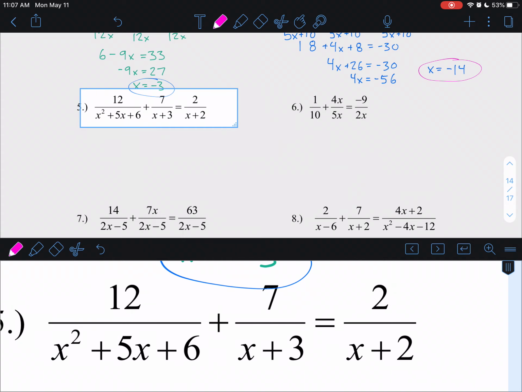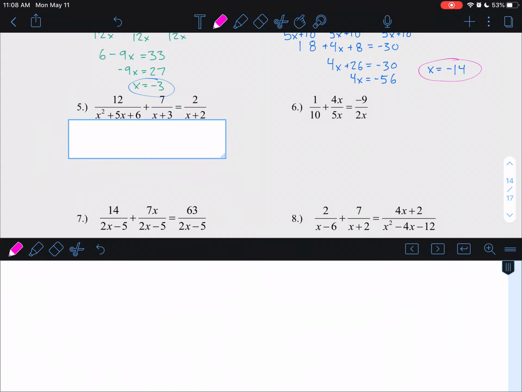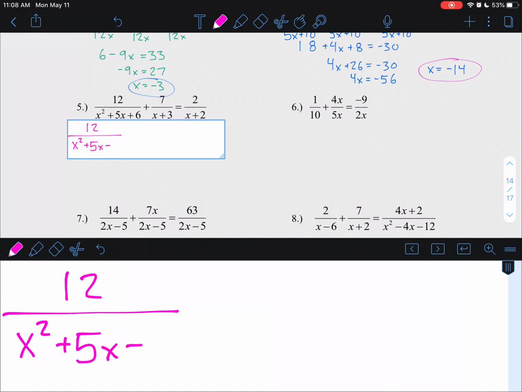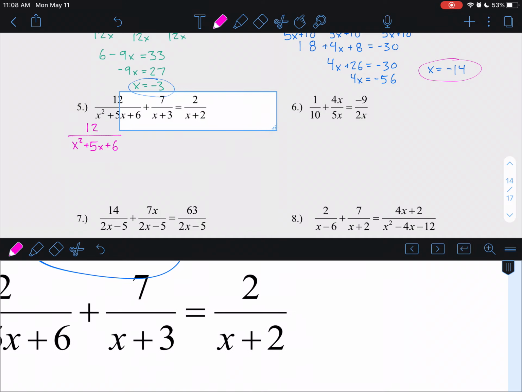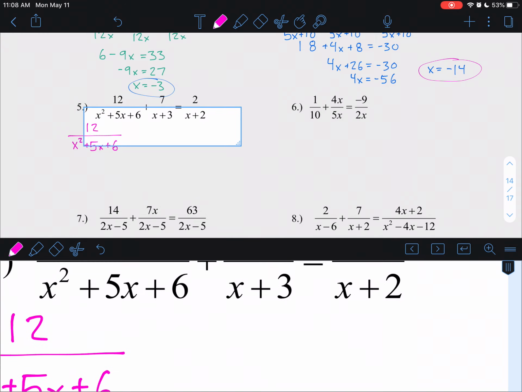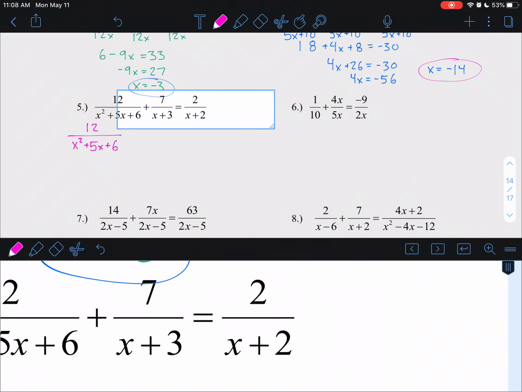So this first fraction, that 12 over x squared plus 5x plus 6, already has our common denominator. So I'm just going to rewrite that: 12 over x squared plus 5x plus 6. And then I said that this was x plus 3 times x plus 2. So this second fraction already has the x plus 3. Now it needs the x plus 2. And this third fraction already has the x plus 2, but now it needs the x plus 3.